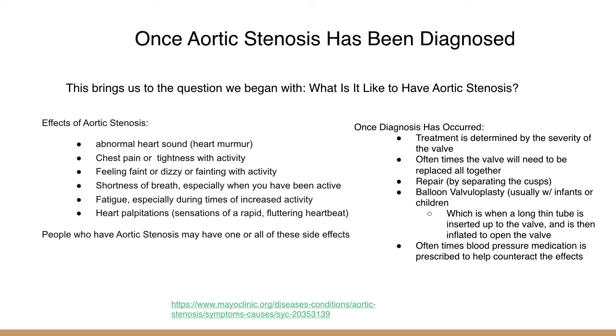Once diagnosis has occurred, treatment is determined by the severity of the valve. Oftentimes, the valve will need to be replaced altogether. Sometimes repair may be needed, which is done by separating the cusps. Balloon valvuloplasty, usually seen with infants or children, is when a long, thin tube is inserted up to the valve and then inflated to open it. Oftentimes, blood pressure medication is prescribed to help counteract the effects of aortic stenosis.